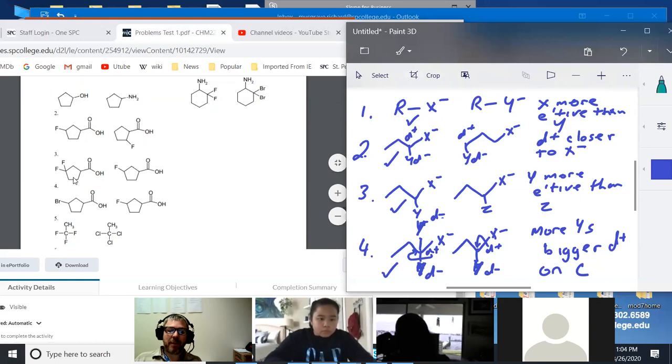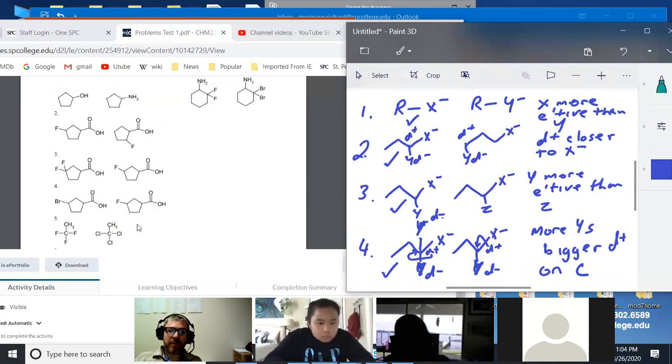What about number 3? What scenario are we talking about there? 4, because this one has 2 Fs. This has one F in the same position. What about number 4? What scenario are we looking at there? 3, because we got Br and F, but they're on the same carbon.